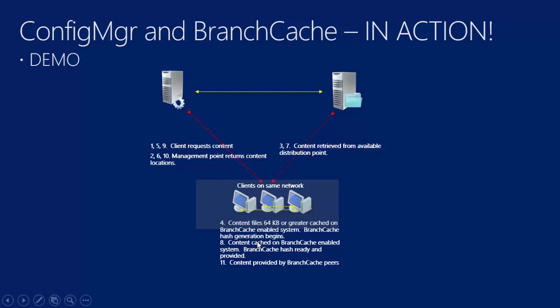So step 8 then, this middle system, the content cached on the branch cache enabled system is now ready for acquisition by anyone else. And so the third system, the one on the left, will ask for content again. And it will get the management points just like the other two, except this time it does not actually pull from the DP, it pulls from the branch cache enabled peers, like you would expect. So how does that work in practice?